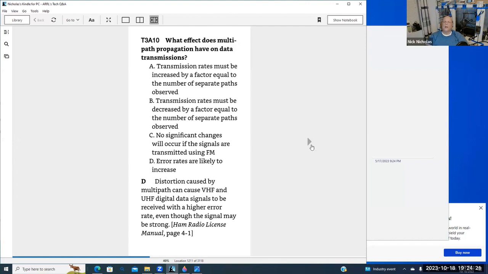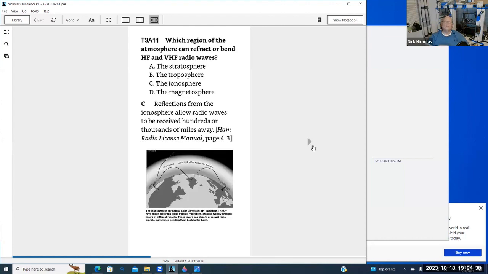Multipath propagation will distort and create errors. So the error rate increases. That necessitates retransmissions or corrections, which take time. So it also slows the communication.